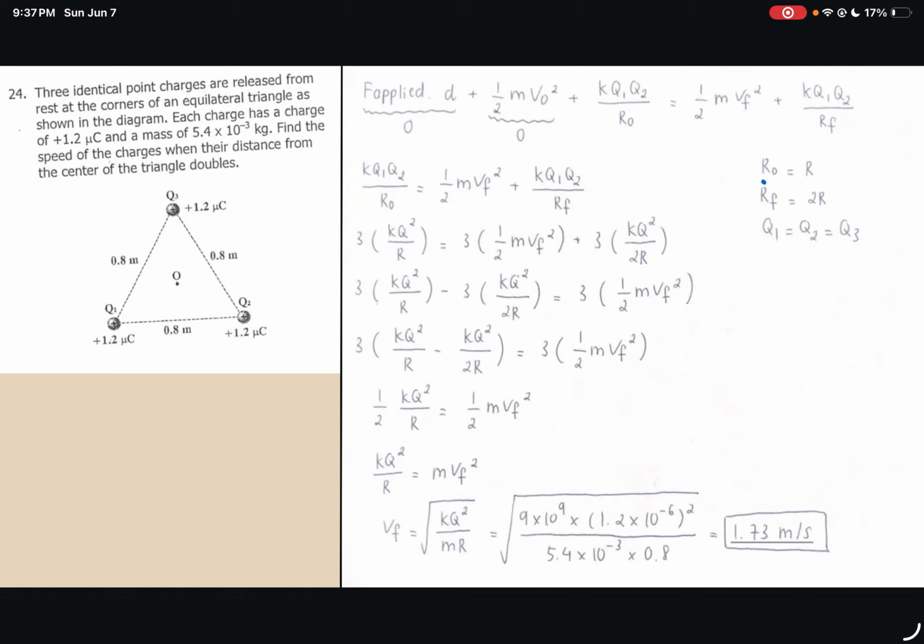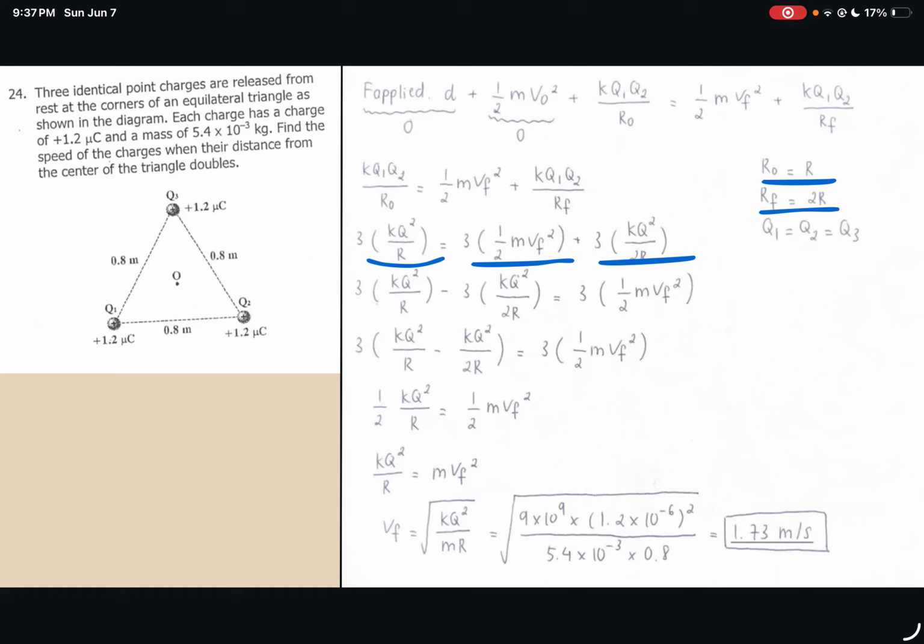Initial distance is r, and there are three pairs of identical charges in the system, so the initial electrical potential energy is 3kq squared over r. All three charges have the same speed, so the final kinetic energy is 3 times 1 over 2m v final square. The final distance is 2r, so the final electrical potential energy is 3kq squared over 2r.